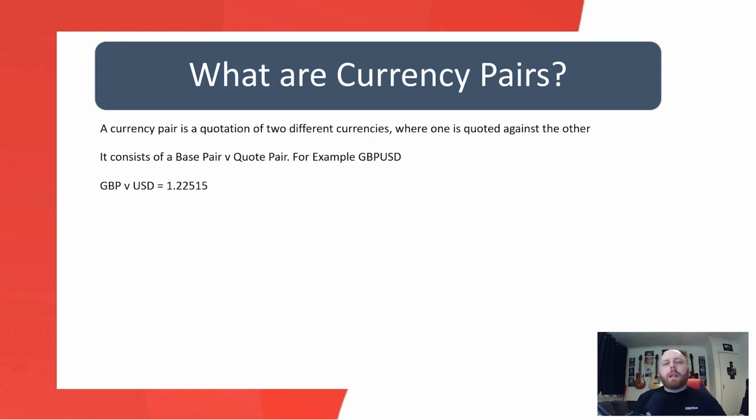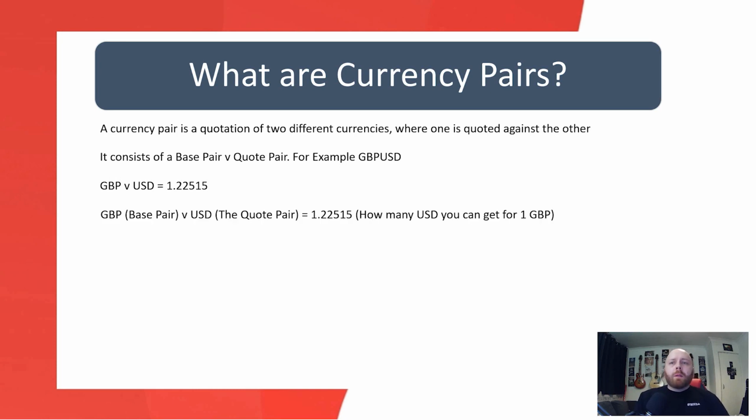You think, what does that mean? So, to break it down, the Great British Pound, which is the base currency, is being quoted against the US dollar, which is the quote currency. And that means for one Great British Pound, you can get 1.22515 US dollars. And it's pretty simple when you just think about it like that.